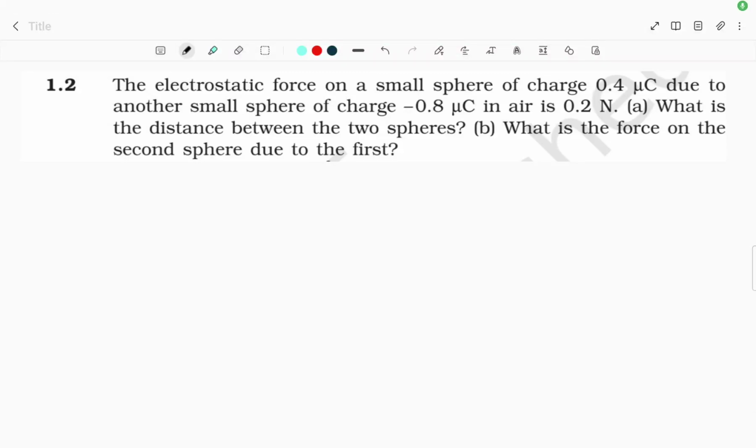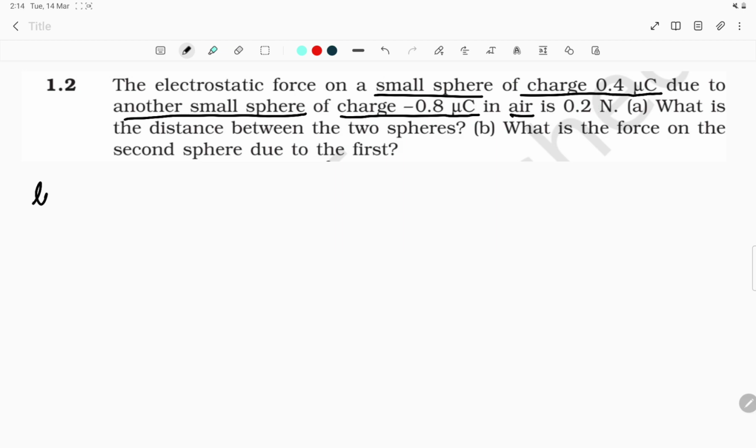Let's solve the second question from NCERT exercise chapter 1 class 12 physics. The electrostatic force on a small sphere of charge 0.4 microcoulomb due to another small sphere of charge minus 0.8 microcoulomb in air is 0.2 Newton.